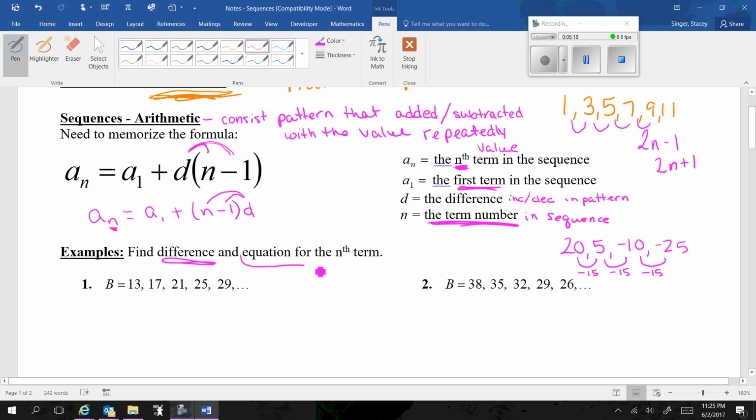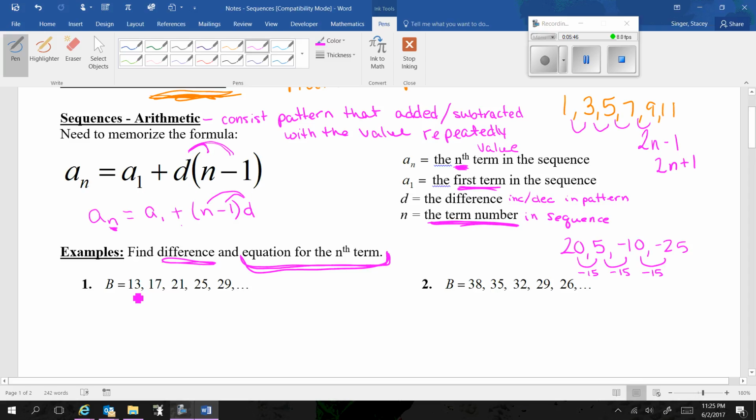And the equation of the nth term. If it ever says the equation of the nth term, you're just plugging in the values that you know into the equation off the reference table. A sub n is equal to a sub 1 plus n minus 1 times d, or you can change the placement of d and just put it in front of the binomial. So it'd be a sub 1 plus d times n minus 1.